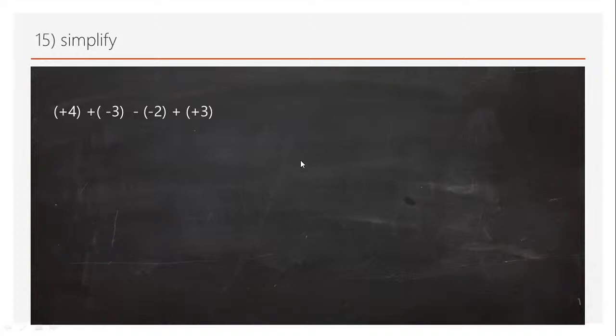Here, plus 4 plus minus 3 minus minus 2 plus plus 3. Then you can write here plus 4. Then you can simplify these two. We have to take the difference of these two, right? One is plus, the other one is minus. So the difference of this is plus 1. I will write it here, plus 1.